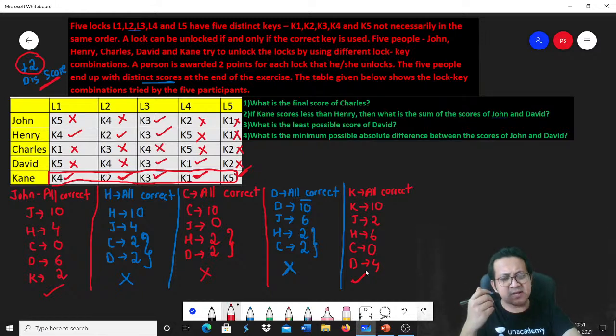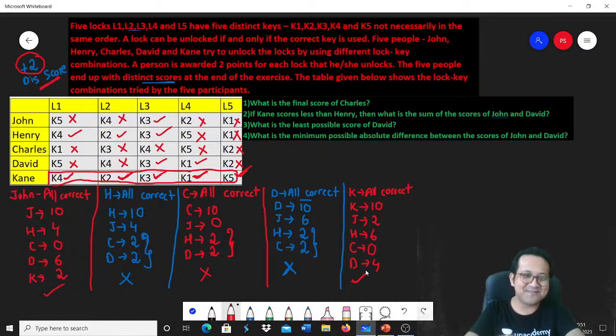Probably you took 10 minutes, or 12 minutes. If you are slow, you might end up taking 15 minutes. It's worth the effort because at the end of the day, there are 4 questions in this case. That 4 questions would mean 3 into 4, 12 marks. Let's get started.